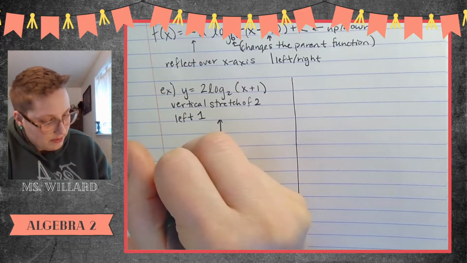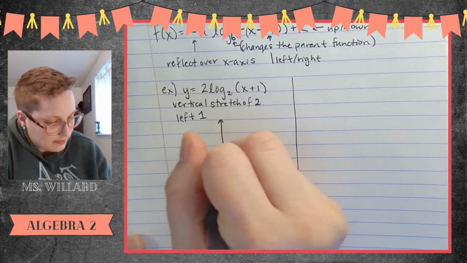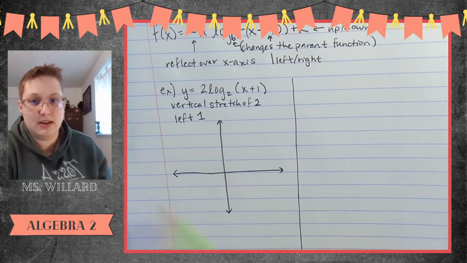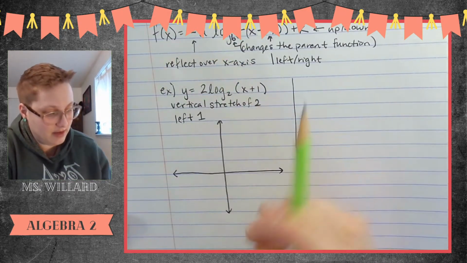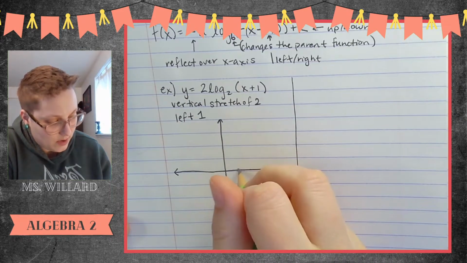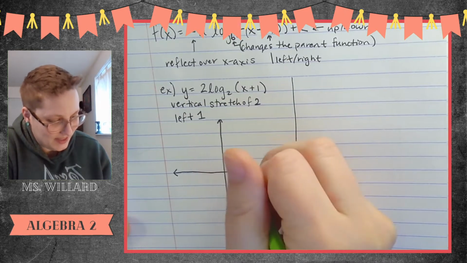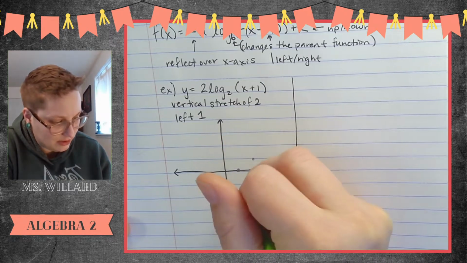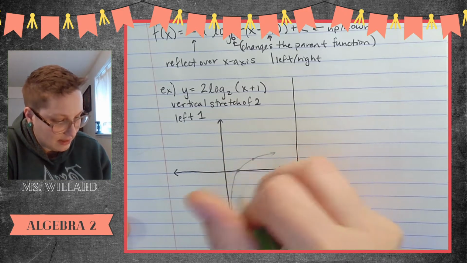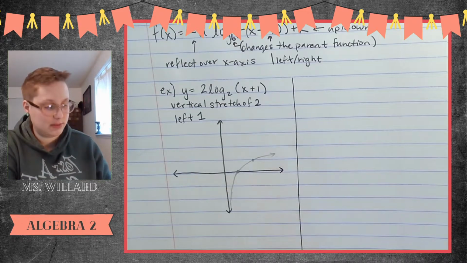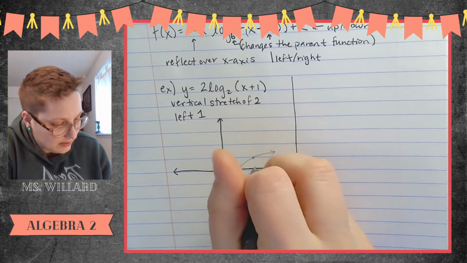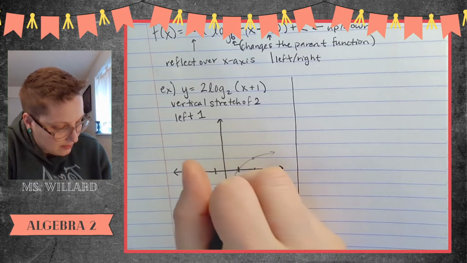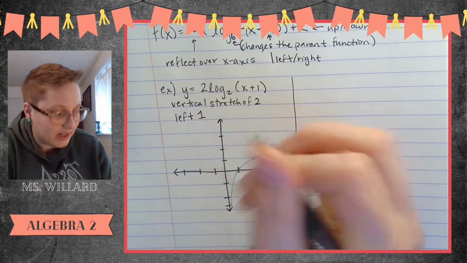Okay, so here's what we're going to do. The parent function of log base 2 of anything is going to go through 1, 0, and 2, 1. So it's going to go through these 2 points. That's the parent function, though. That's not with any transformations. But I just said that this was 1, 2, maybe 3.